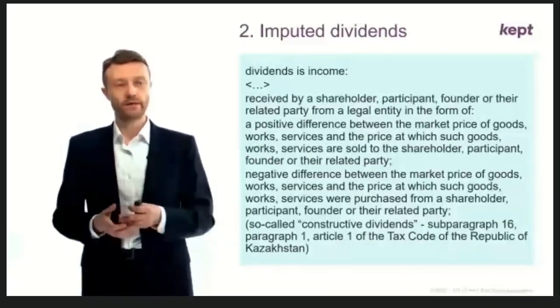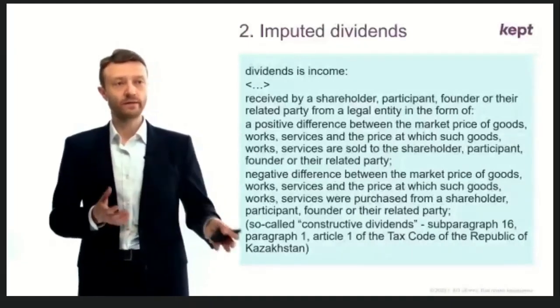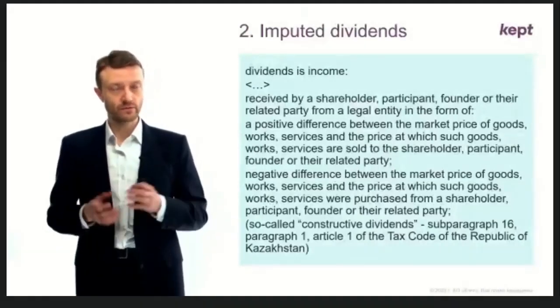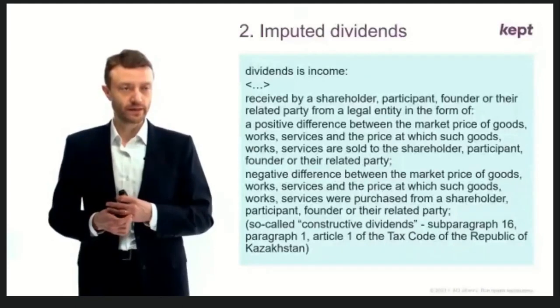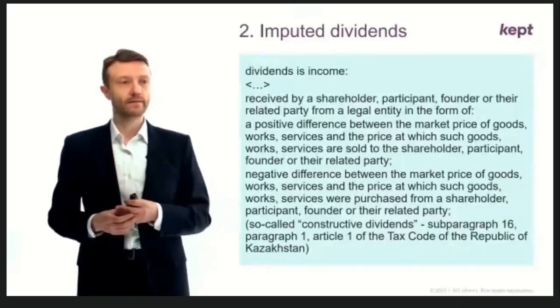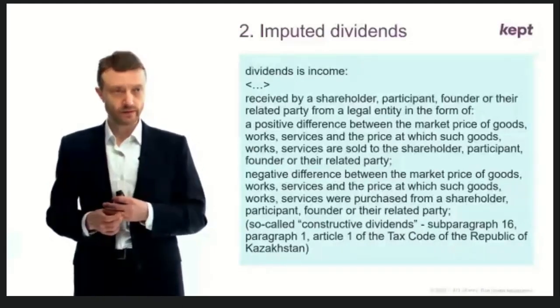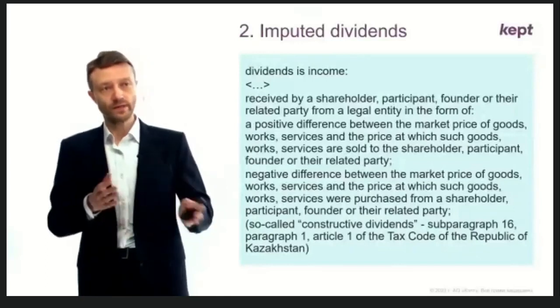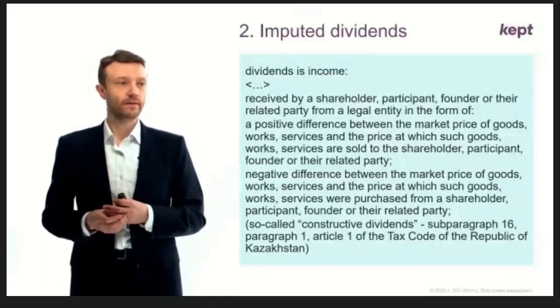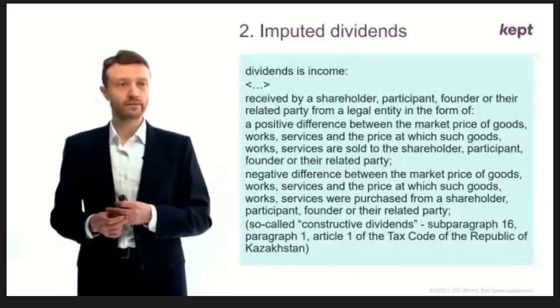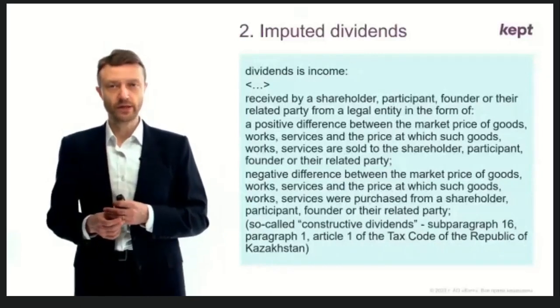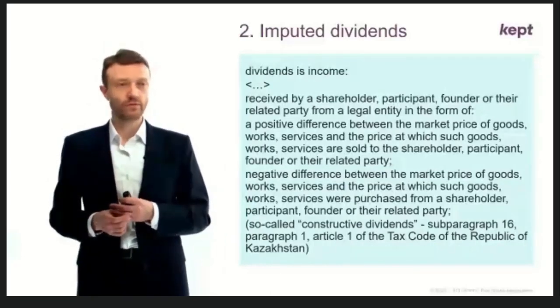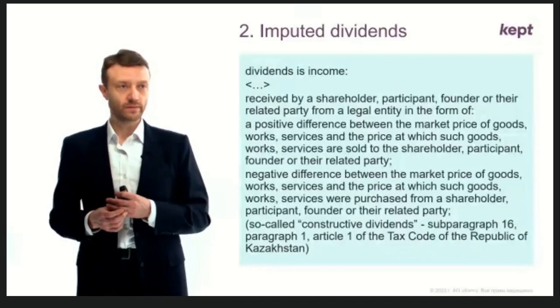Well, in one way or another, economically, I think it's clear when a hidden distribution of dividends or imputed dividend distribution takes place, and this rule demonstrates that in Kazakhstan, what we now see in Russia, this imputed dividends or secondary transfer pricing adjustment, has been in place for some time already.